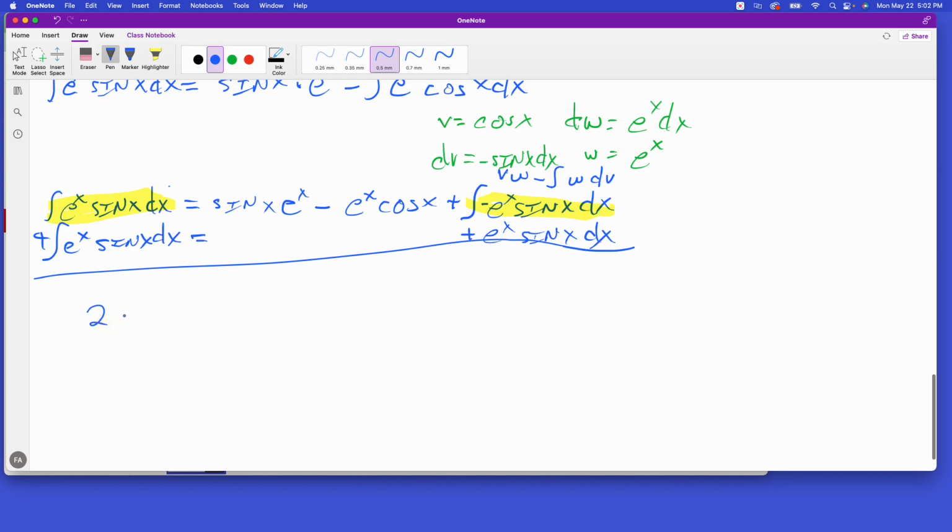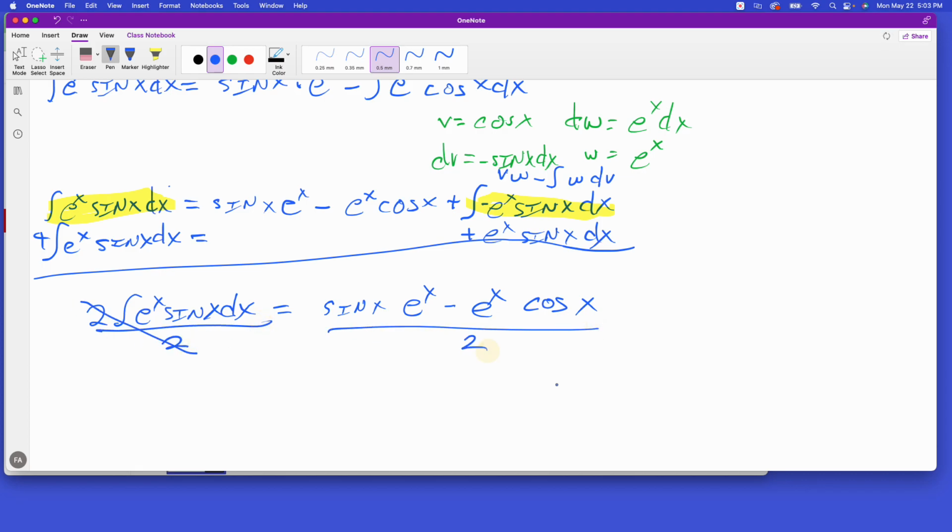So now I have 2 times the integration of e to the x sine x dx equals sine x e to the x minus e to the x cosine x. So that means you divide by 2. Those 2's cancel, and over here do the same thing, divide by 2.